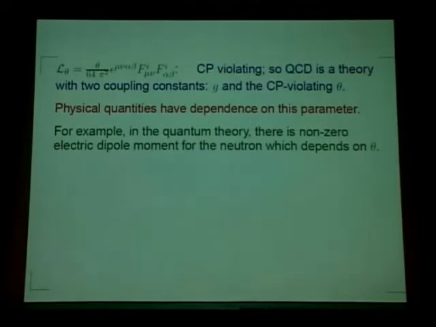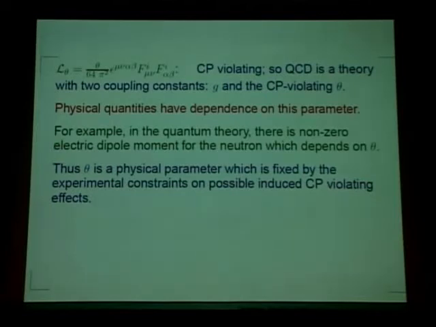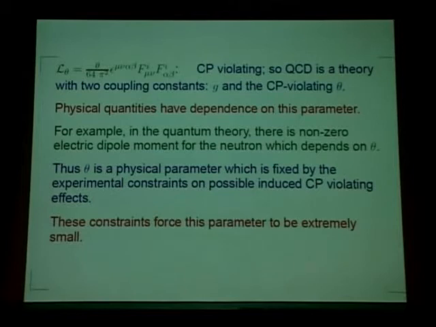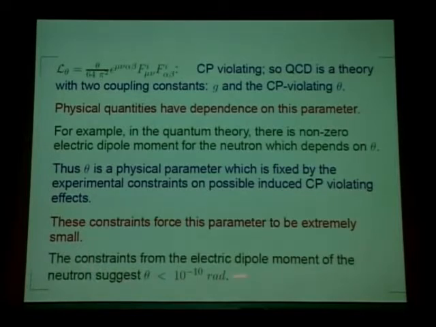For example, in quantum theory, there is a non-zero electric dipole moment for the neutron which depends on theta. Thus, theta is a physical parameter which is to be fixed by experimental constraints on possible induced CP violating effects. These constraints force this parameter to be extremely small. In fact, the constraints from the electric dipole moment of neutrons suggest theta should be less than 10 to the minus 10 radians.